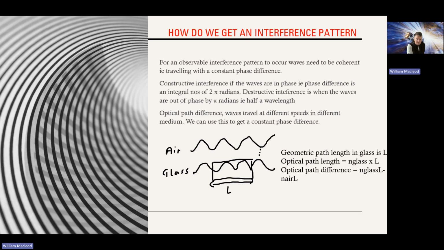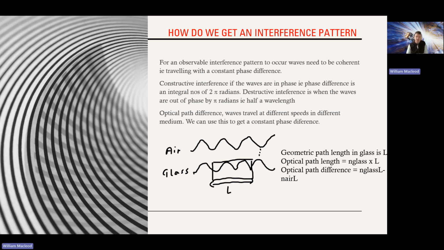Now let's think about interference patterns. So in Higher physics, we learned a little bit about that, did we not? And how you can only get an interference pattern by using coherent waves. A coherent wave is described as waves which have a constant phase difference. So to get constructive interference, the waves would need to be out of phase by an integral number of 2 pi radians. In other words, full wavelengths would need to be out of phase, so that a peak would meet a peak and a trough would meet a trough.